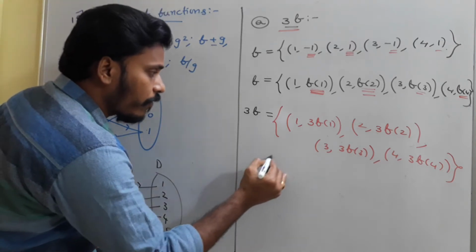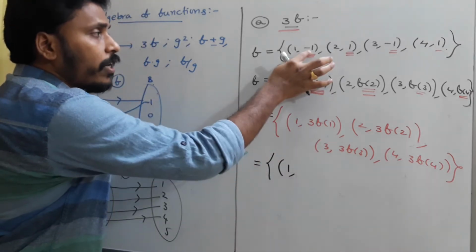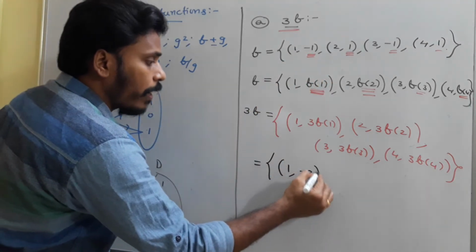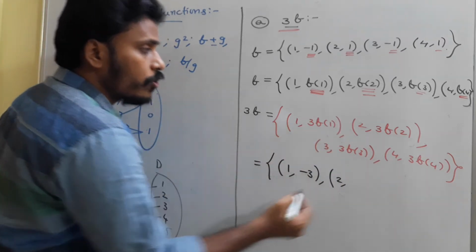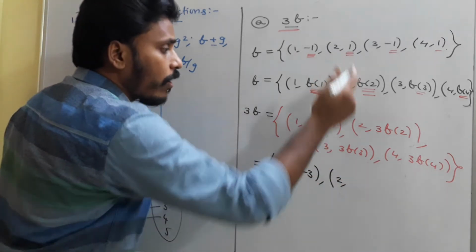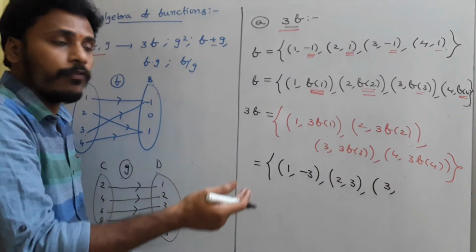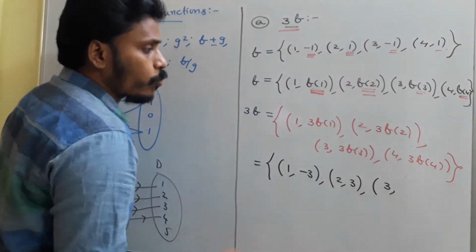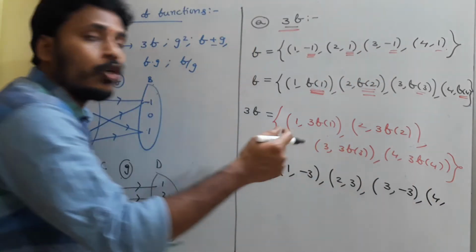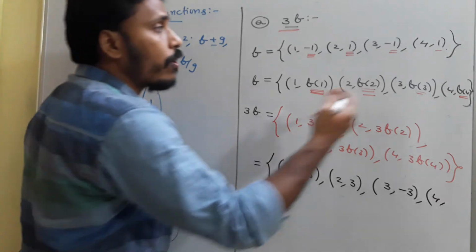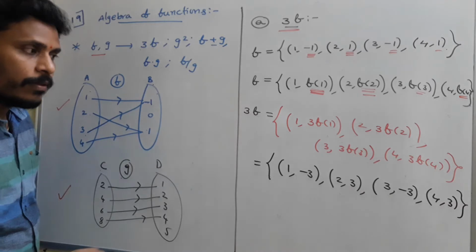So in the next step I will write it like this. 1 comma 3f of 1. F of 1 is minus 1, so 3f of 1 is minus 3. 2 comma 3f of 2. F of 2 is 1, and then times 3, so 2 comma 3. 3 comma 3 into f of 3. Here f of 3 is minus 1, so we need to multiply with 3. And then 4 comma 3 into f of 4. 3 times f of 4 is 1 times 3, so this is 4 comma 3.